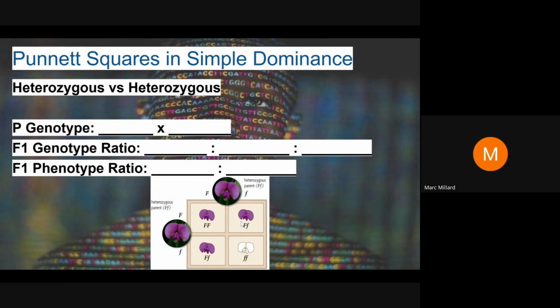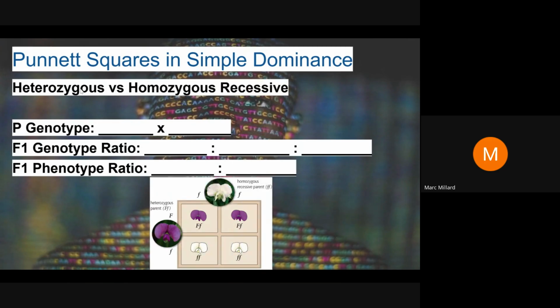But then the genotype ratios, there's one homozygous dominant, so 1. There are 2 heterozygous, so 2. And then 1 homozygous recessive, 1. So the ratio is 1 to 2 to 1. The phenotype ratio, however, is 3 dominant purples to 1 white, 3 to 1 ratio. So if these were to mate, we would expect that we would get about 3 purple plants for every 1 white plant that's born.